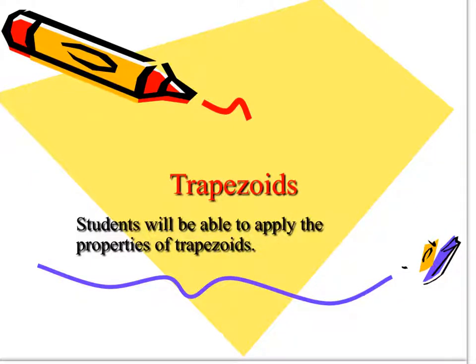Ladies and gentlemen, we once again have our 6th hour blended honors geometry extraordinaire class. Woo woo! America, there you go. Very good, Grace.